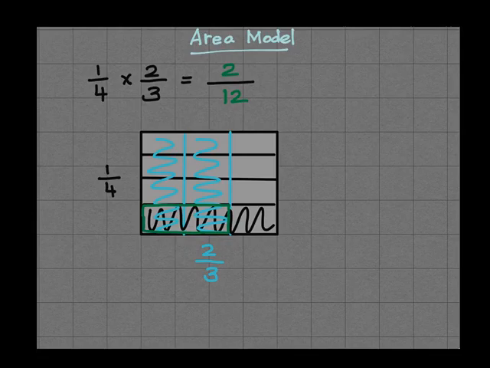The next problem is multiplying two fractions, 1/4 times 2/3, using the area model.